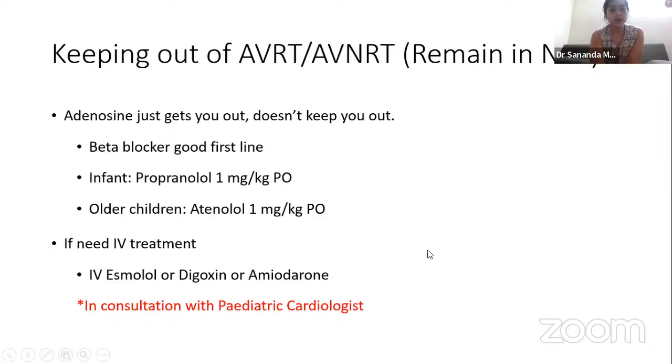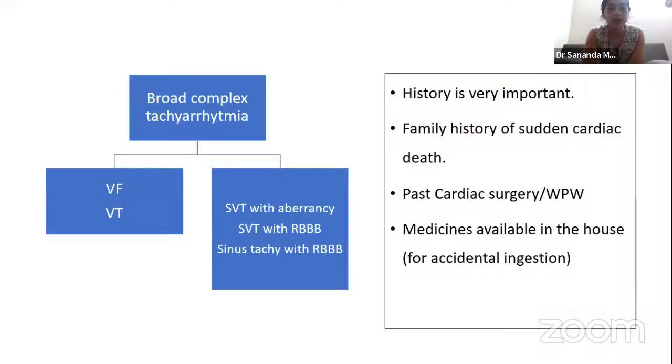Beta blocker is usually a good first line: for infants propranolol, for older children atenolol. And sometimes children who are unstable might need IV treatment with esmolol. Before starting the IV beta blocker infusion, we should confirm that the cardiac reserve and the cardiac function are good. Otherwise, digoxin is a quite safe choice, or we can start an amiodarone infusion, but amiodarone can also cause hypotension, so the child has to be supported hemodynamically as well. So these are the narrow complex tachycardias.